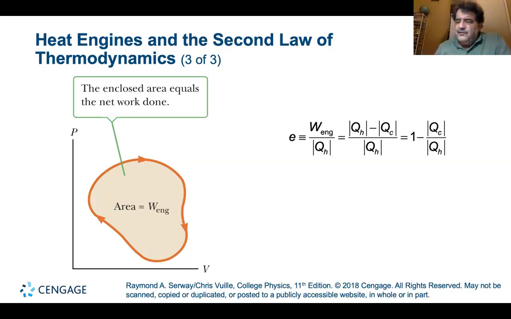E is the efficiency. The work done by the engine for a cyclic process is the area enclosed by the curve representing the process on a PV diagram. The energy efficiency, E, of the heat engine is defined by the work done by the engine divided by the energy absorbed during one cycle. So the efficiency is 1 minus the absolute value of Q cold divided by Q hot.